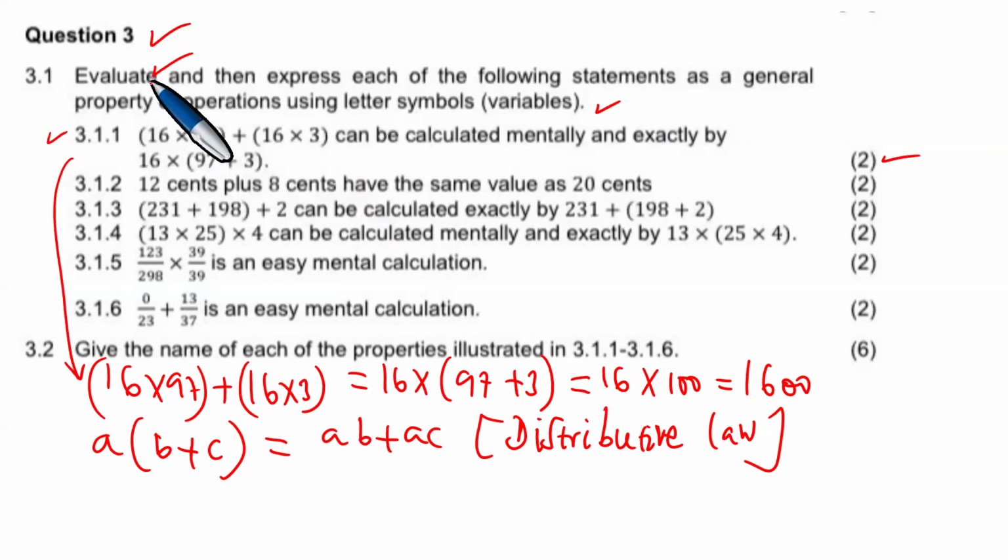Yes, because we evaluated. Have we evaluated? Yes, we found the answer, 1600. Then express each of the following statements. You said the statement is a distributive law. Am I right? You are right, definitely. So we have expressed each of the following statements as a general property of operations using letters, symbols, variables. We have used the variables, the letter symbols A, B, and C.